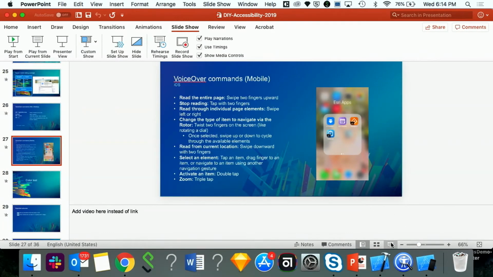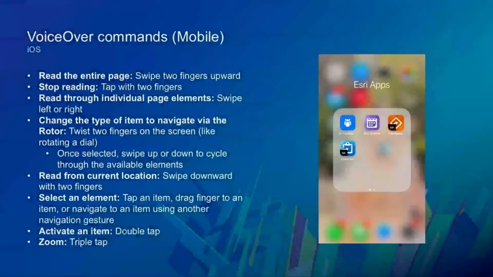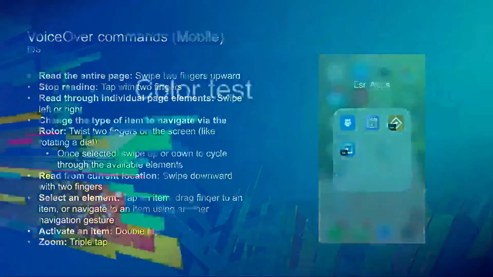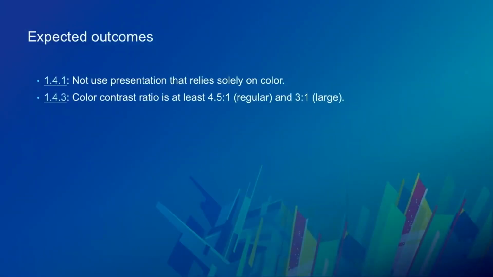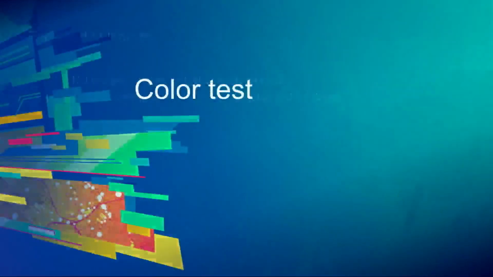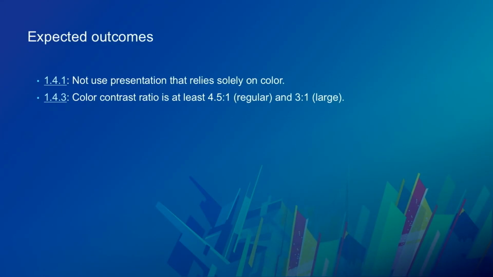All right. And then color contrast is my next guy. Okay. So the expected outcome is just not to use presentation for color contrast. I don't know why it's, yeah, skip that. For color contrast, the expected outcome is not to rely solely on color.